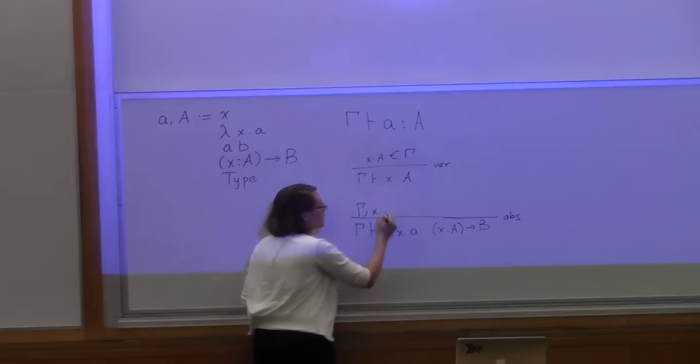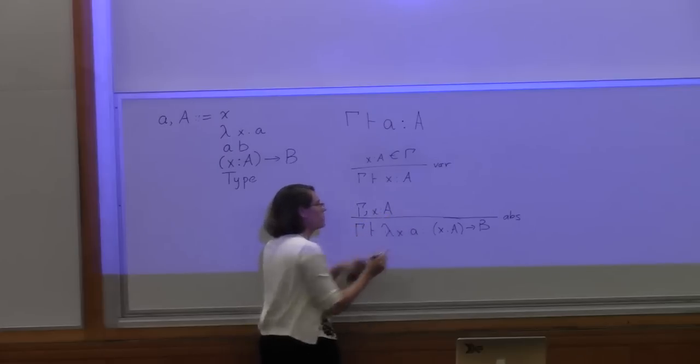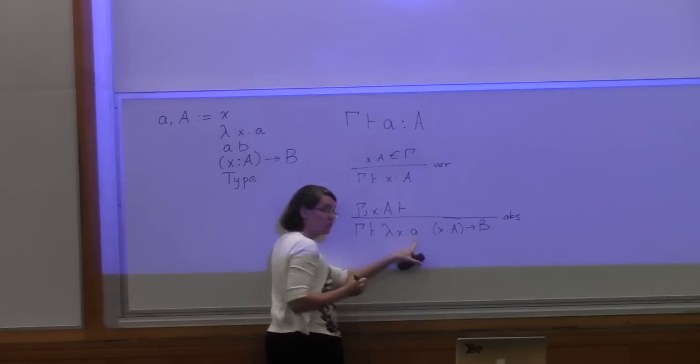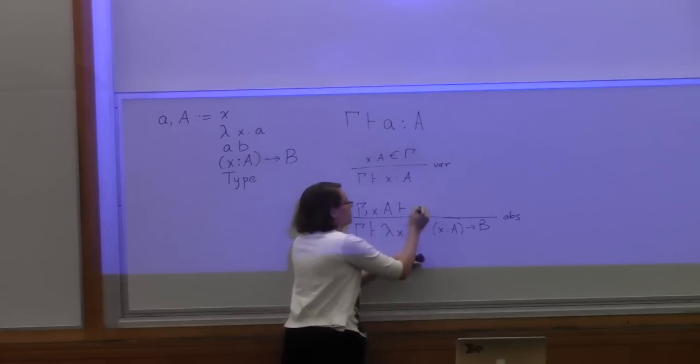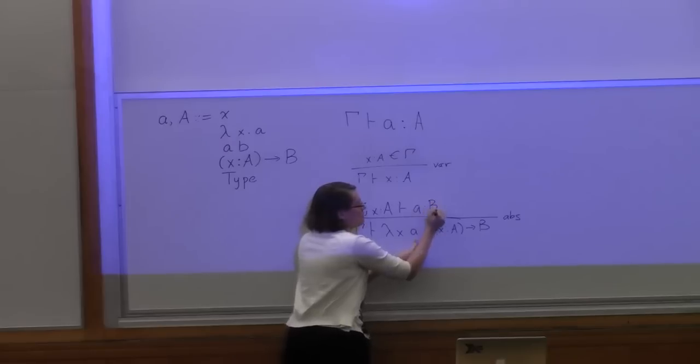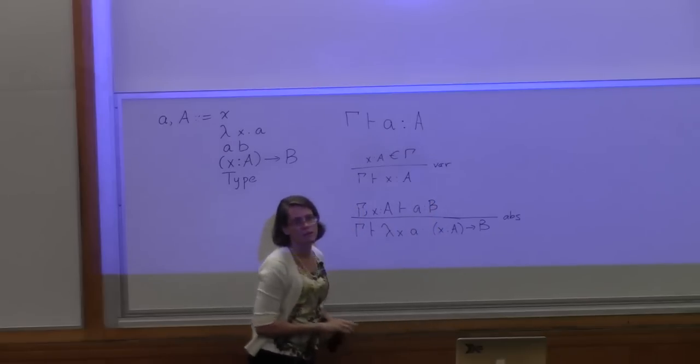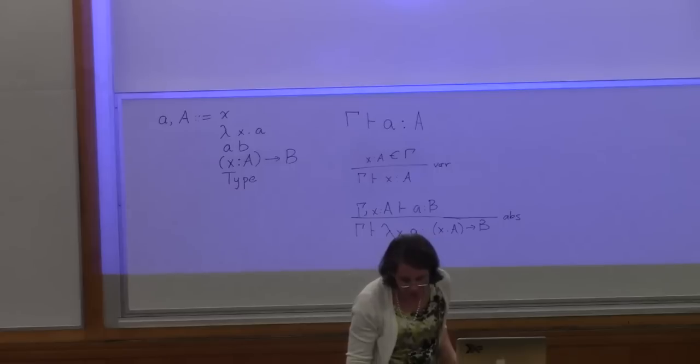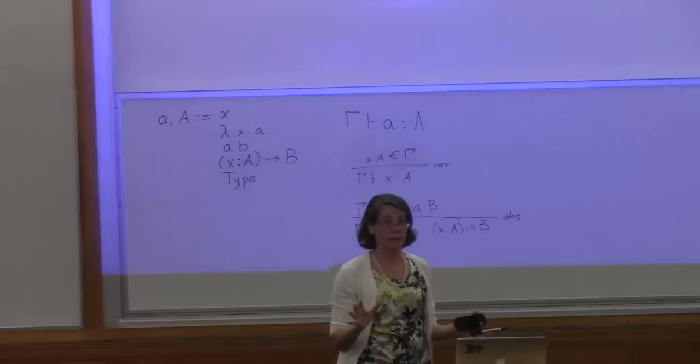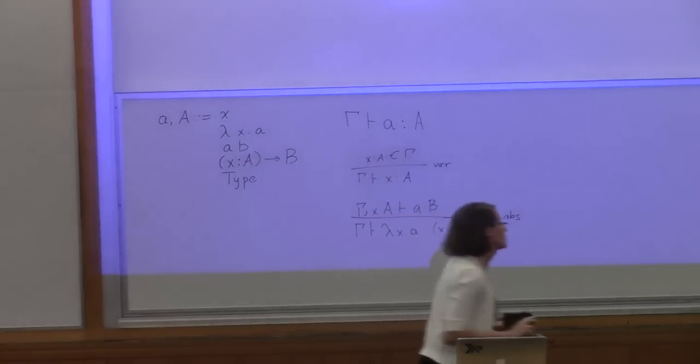Right? So we assume that X has type A, and we put it in the context, and then we show the body of the lambda, right, has type B. Okay? Right, now, what can we do with this? Already we have two rules, and we can use these two rules to type check something. Right, so let's type check something.